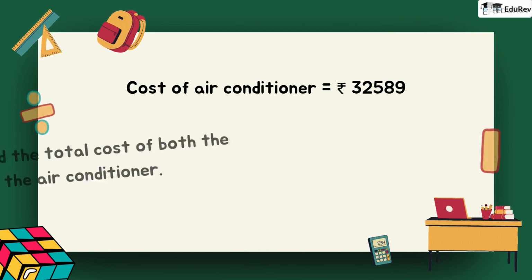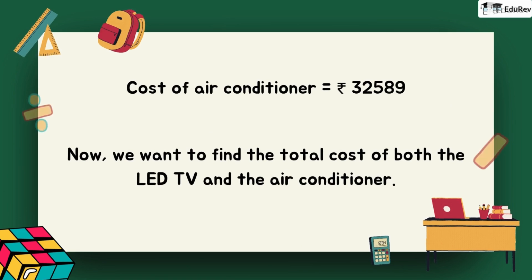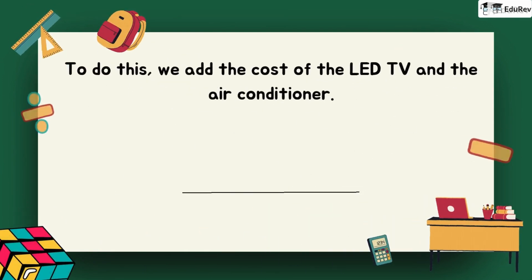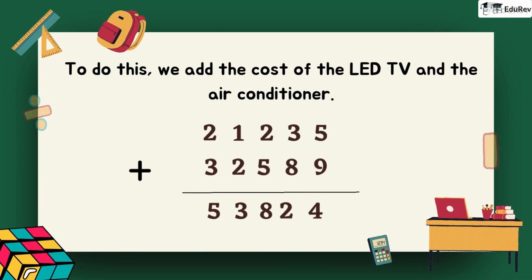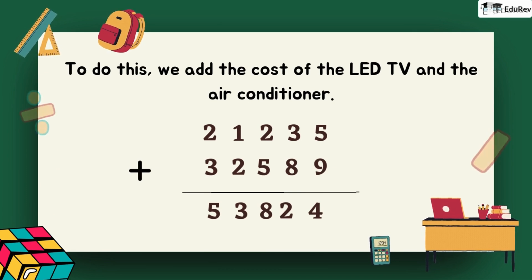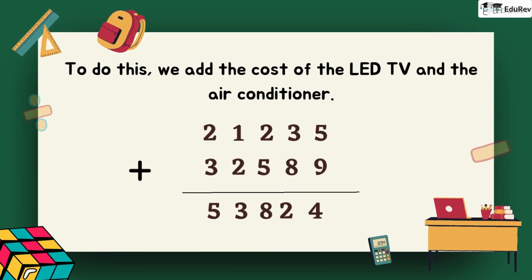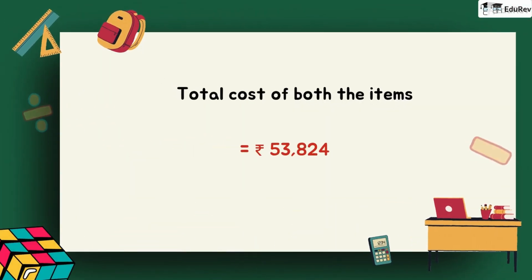So, the cost of the air conditioner equals 32,589 rupees. Now, we want to find the total cost of both the LED TV and the air conditioner. To do this, we add the cost of the LED TV and the air conditioner. Arranging 21,235 and 32,589, we get 53,824. The total cost of both the items is 53,824 rupees.